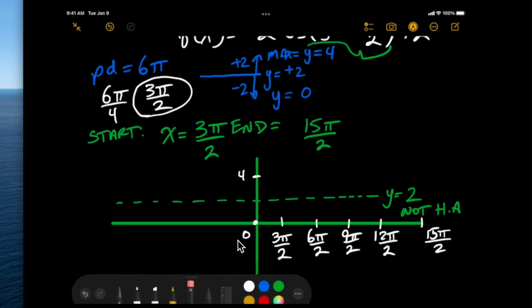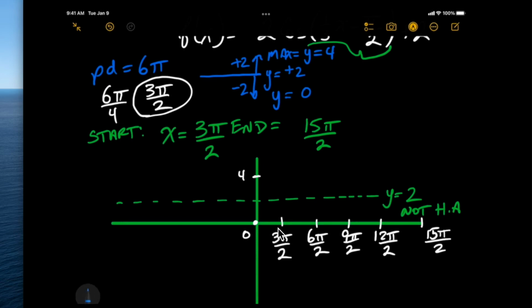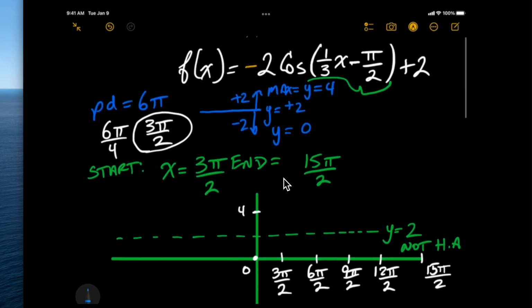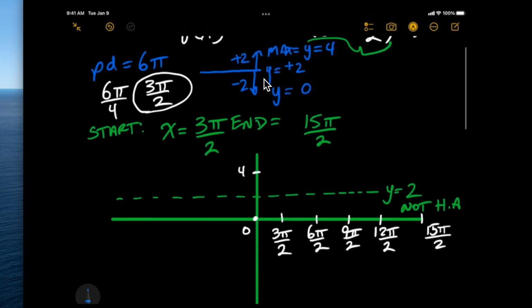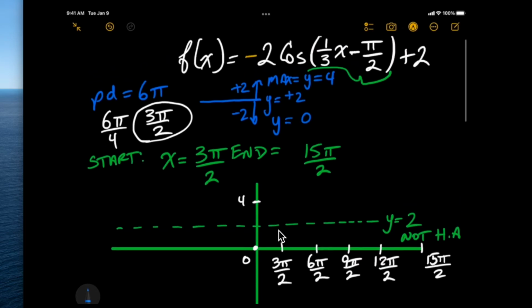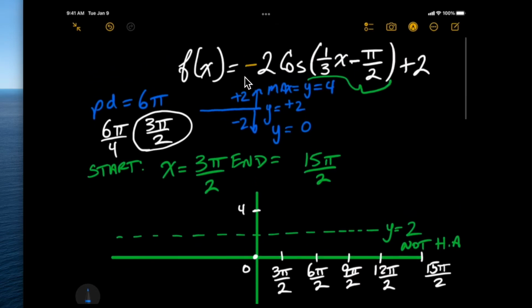Folks, we are ready to now plot points. Cosine function normally starts at the maximum. Well, it turns out this negative sign means that we start at the minimum. So at the starting point of this function, because this negative is external, we're going to start at the minimum. So we know our starting point at 3 pi over 2 would be at the minimum, which is at y equals 0.